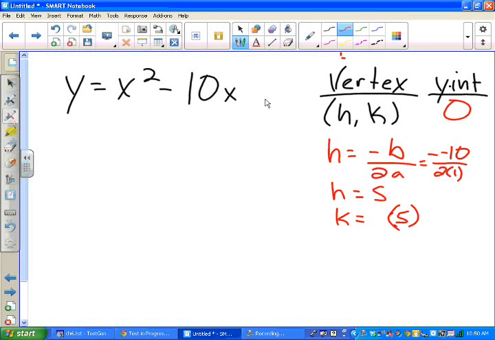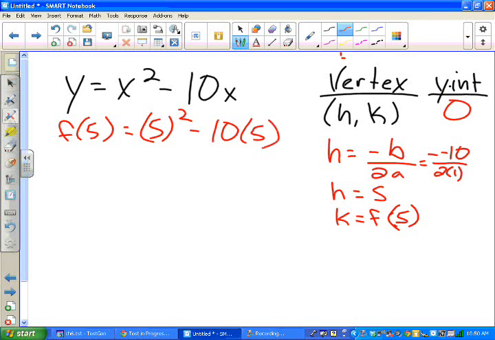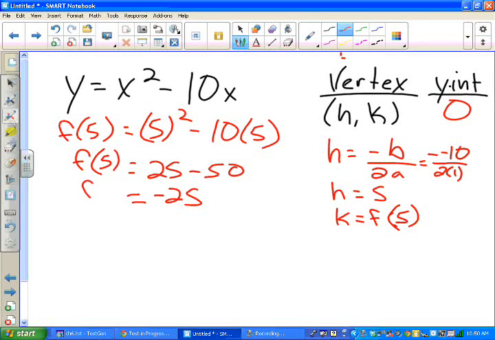And so then what we need to do is take our original function and evaluate it at 5 to find out what the k value is. So what we do is we say f of 5 is equal to 5 squared minus 10 times 5. And so we get 25 minus 50, which gives us negative 25. And so our k value is going to be negative 25.